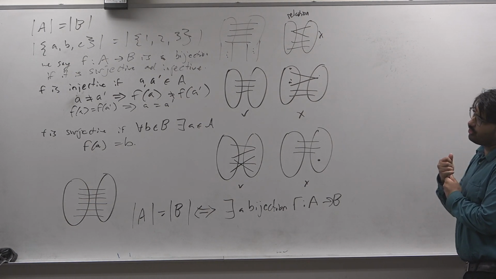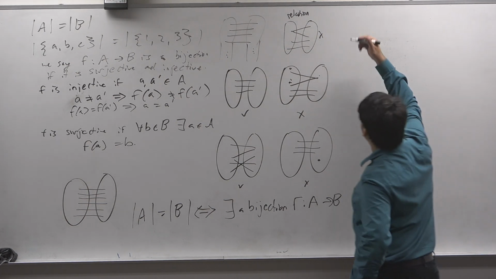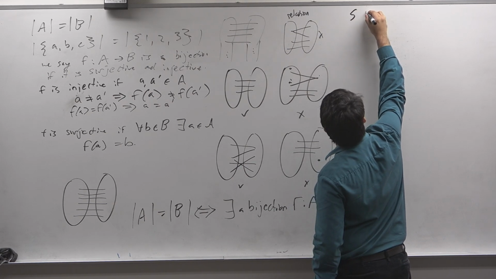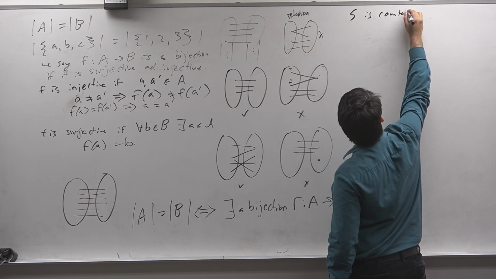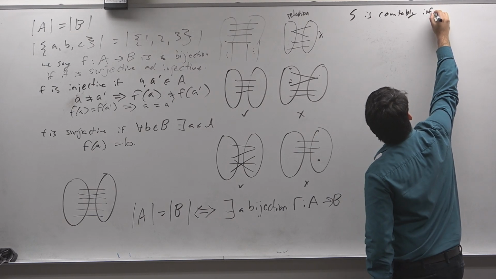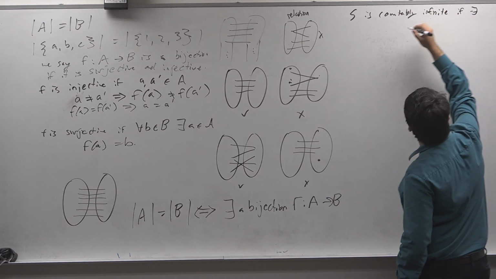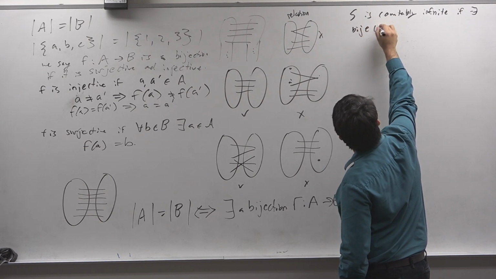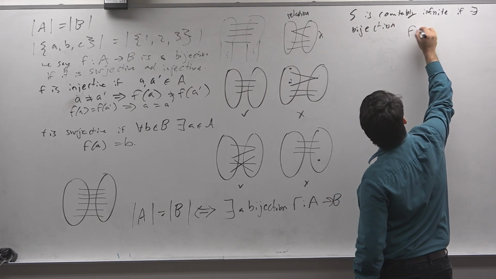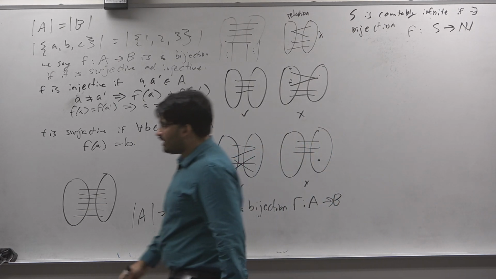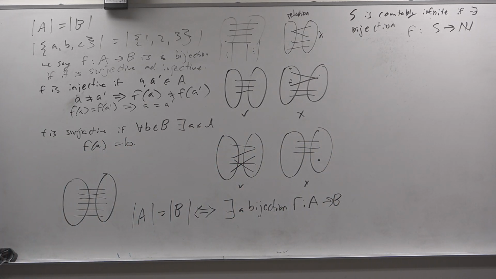So we are concerned with a kind of infinity called the countable infinite. We say some set S is countably infinite if there exists a bijection from S to the naturals. And now what this really means is that you can quote unquote count the elements of S, right?